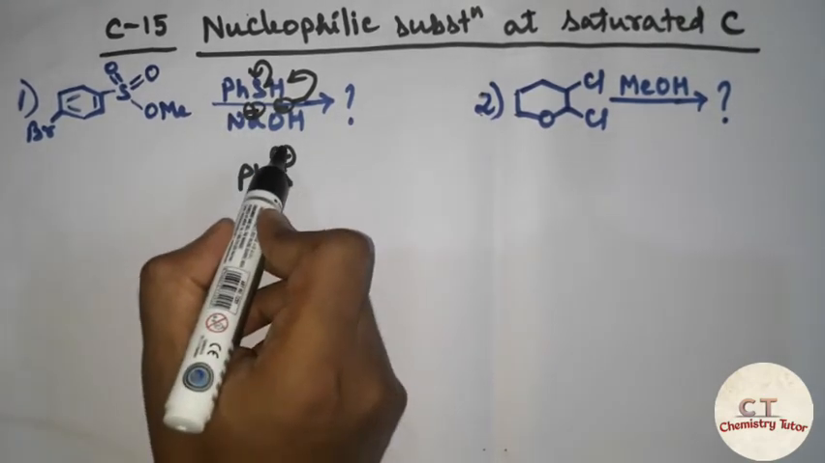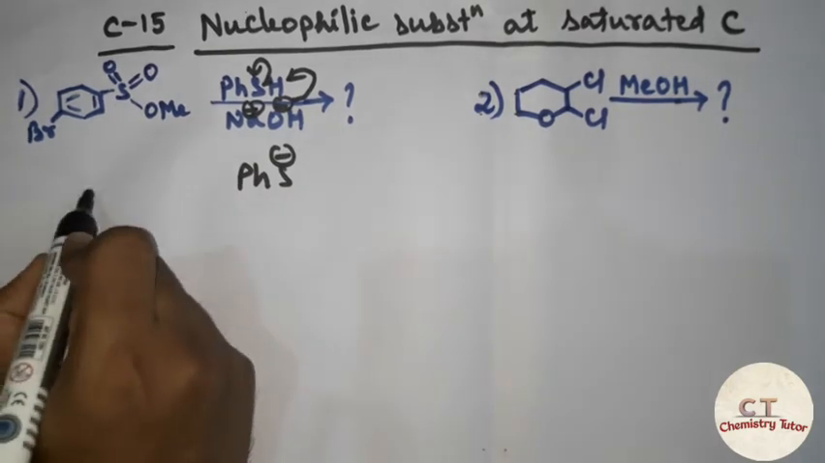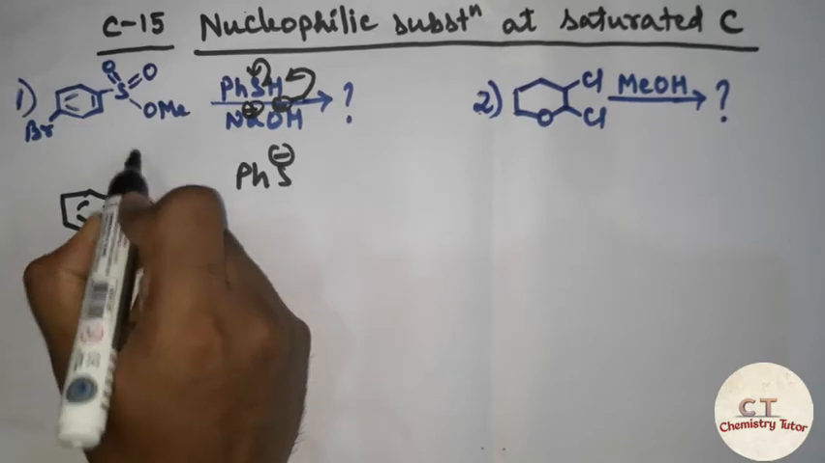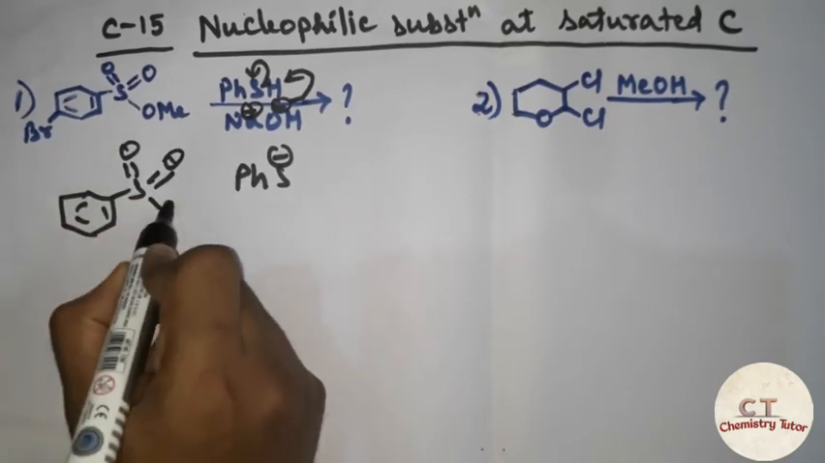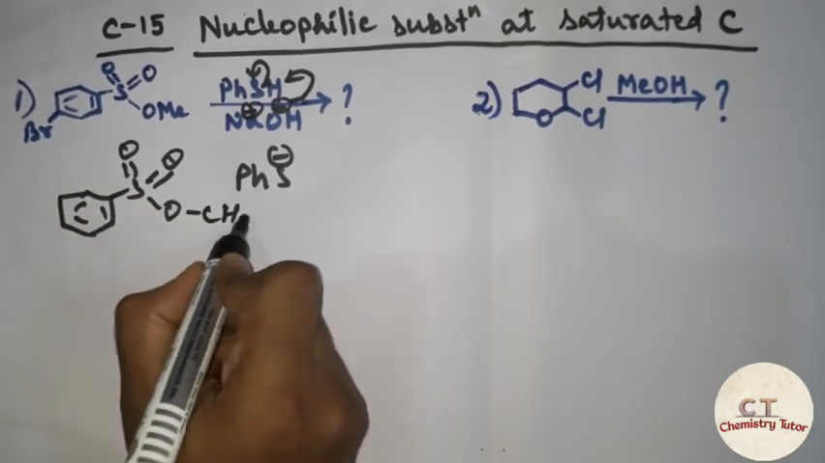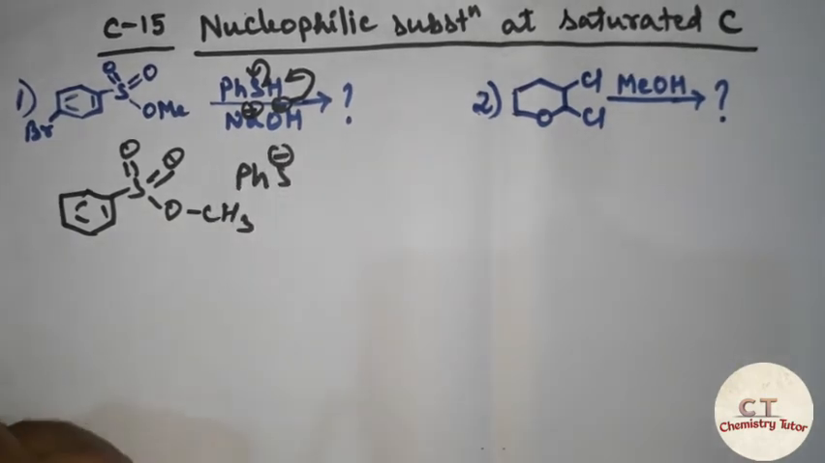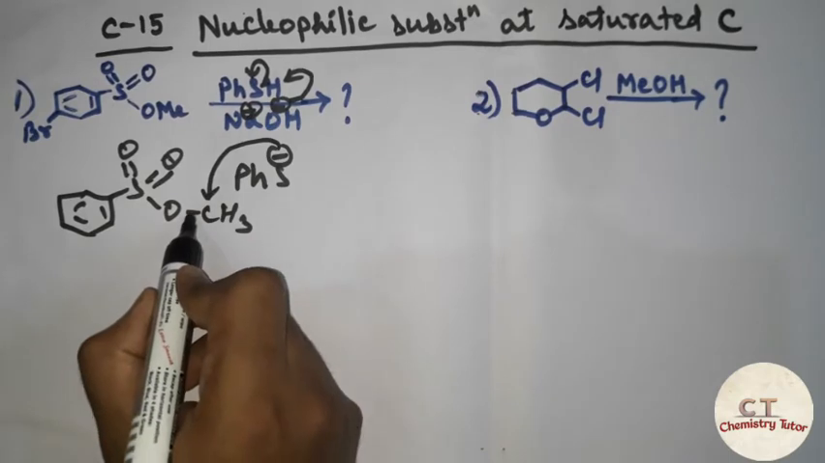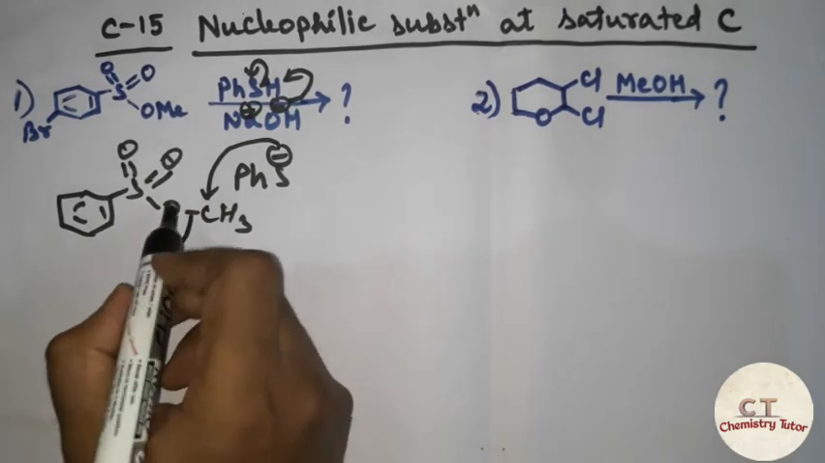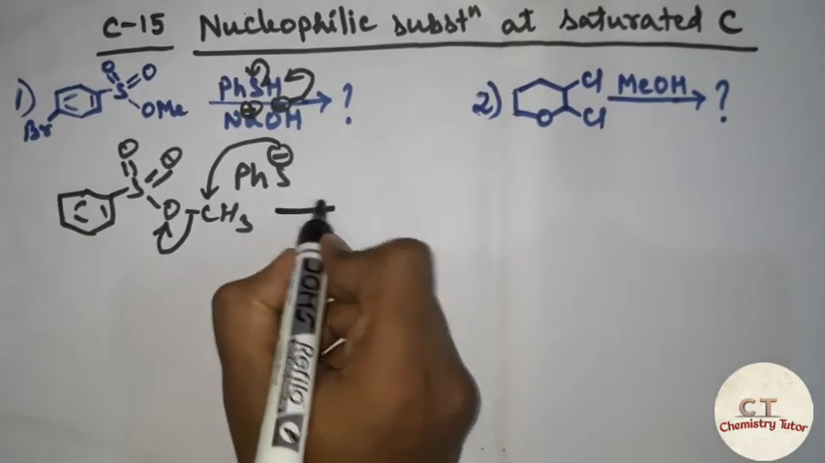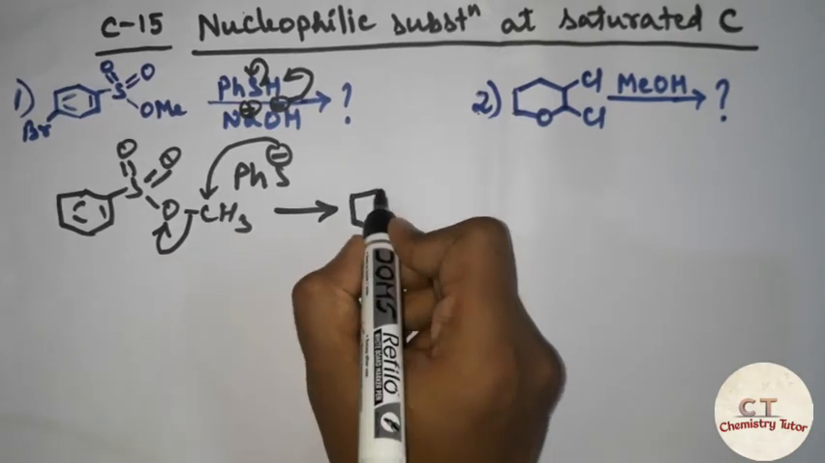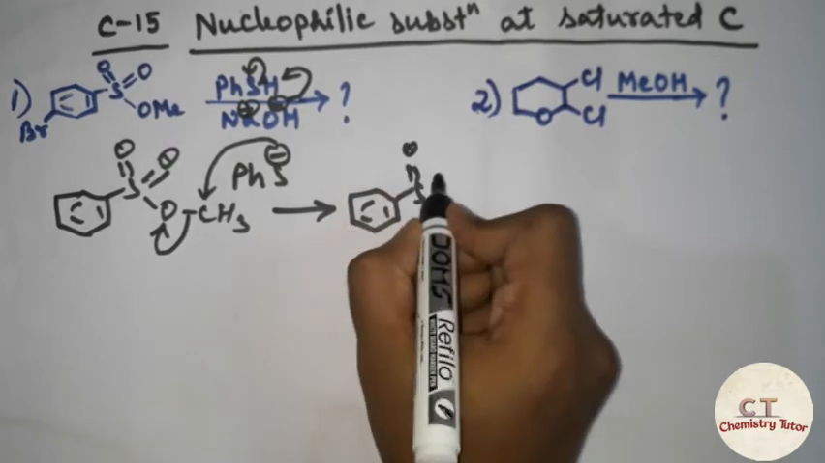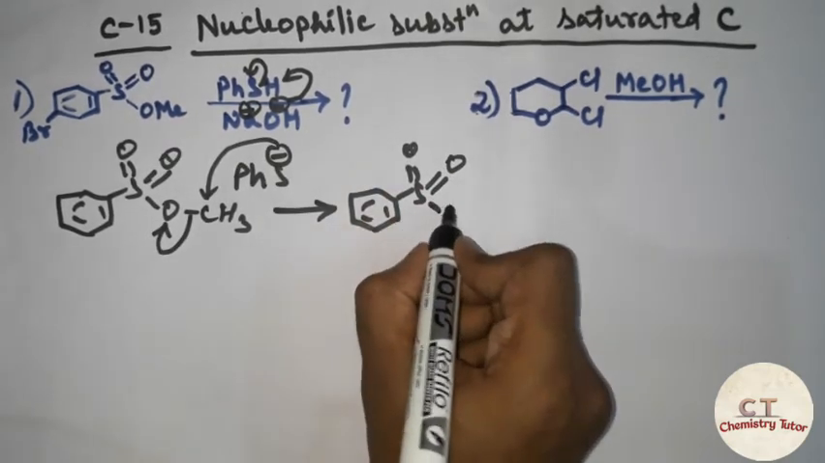Now it can attack here. Let me write it again. S double bond O, Me means CH3 group. Now it acts as a very good nucleophile, so it is going to attack at the carbon atom, and this bond will break and a negative charge will be on the oxygen atom. Okay, and we get S double bond O minus.